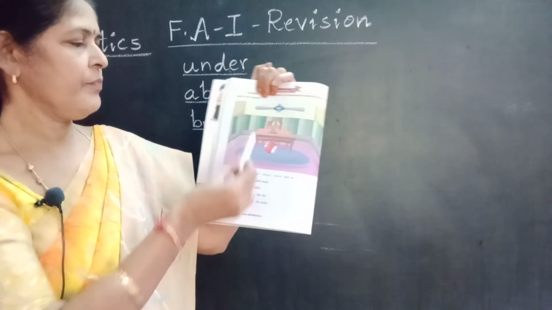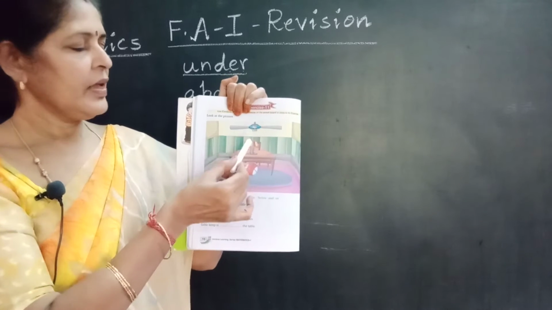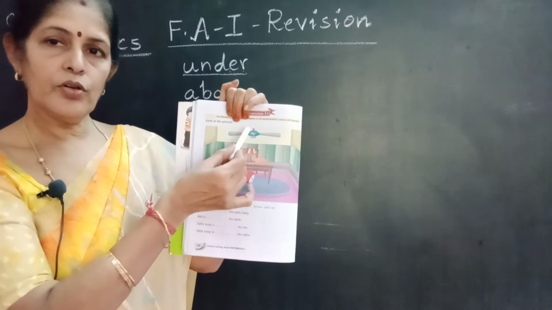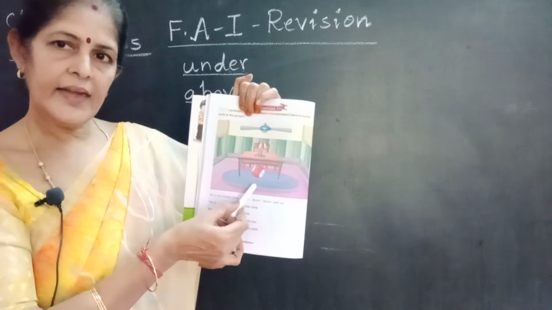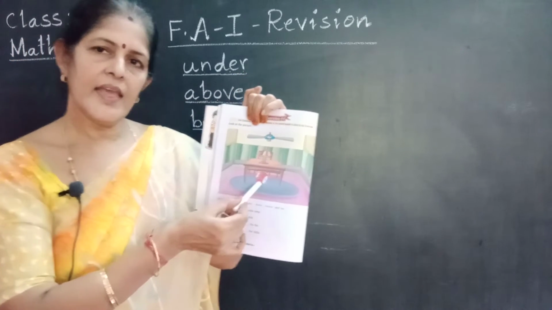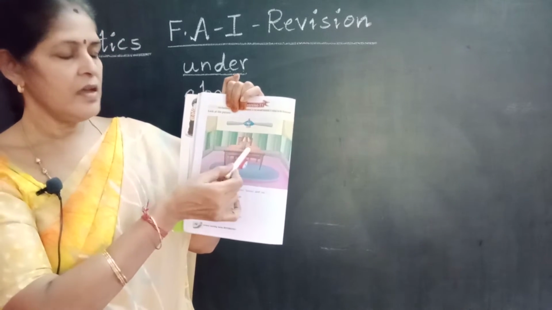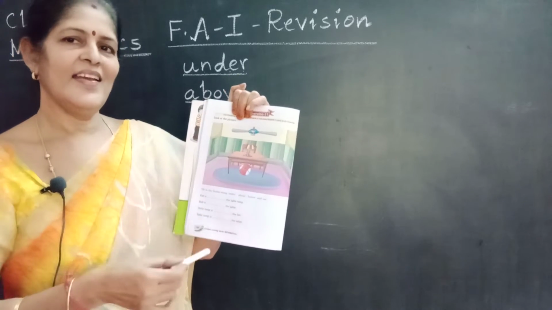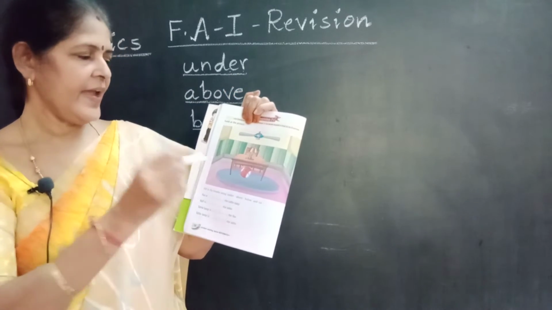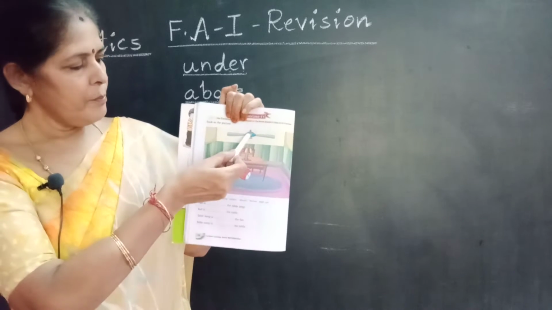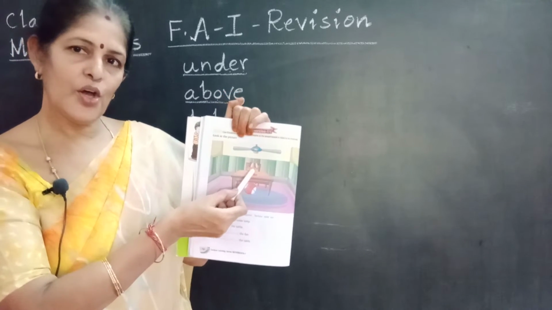Okay, once again. Fan is above the table lamp. Ball is under the table. Table lamp is on the table. Again, table lamp is below the fan.